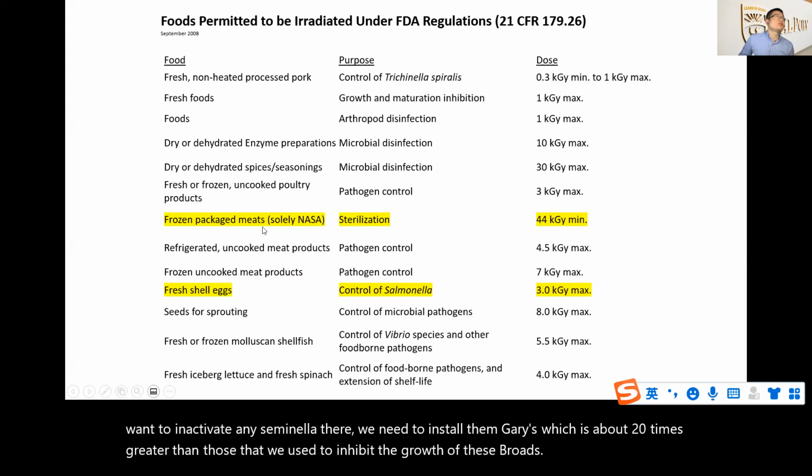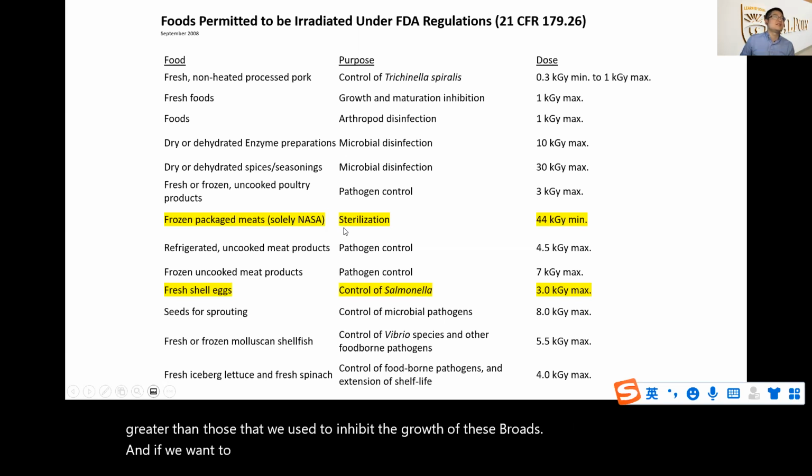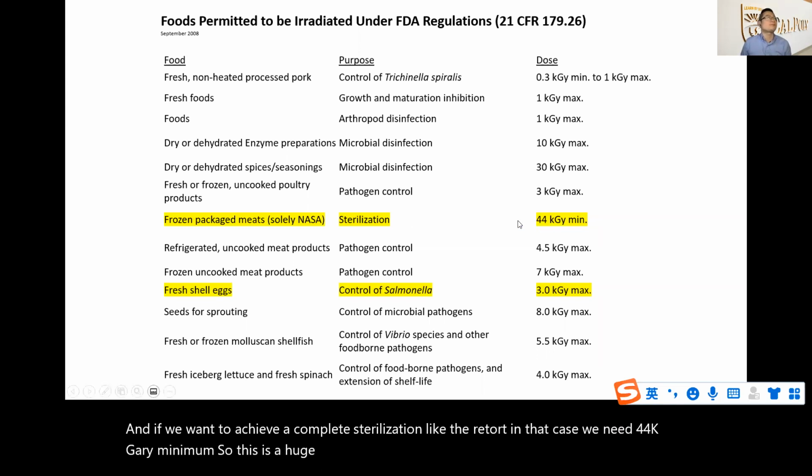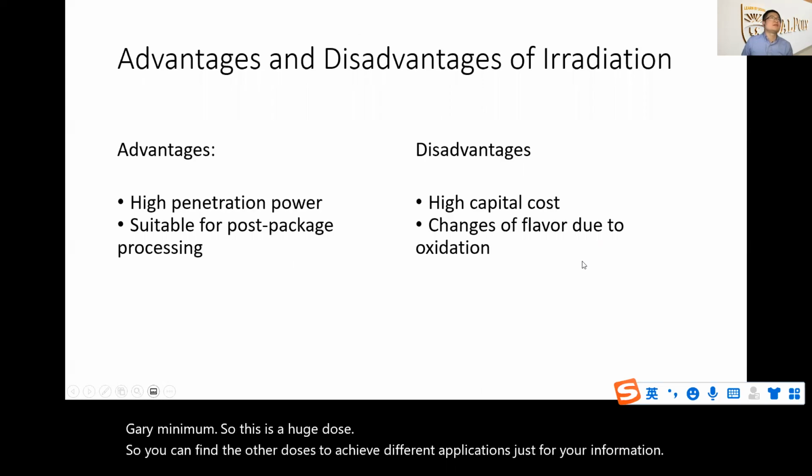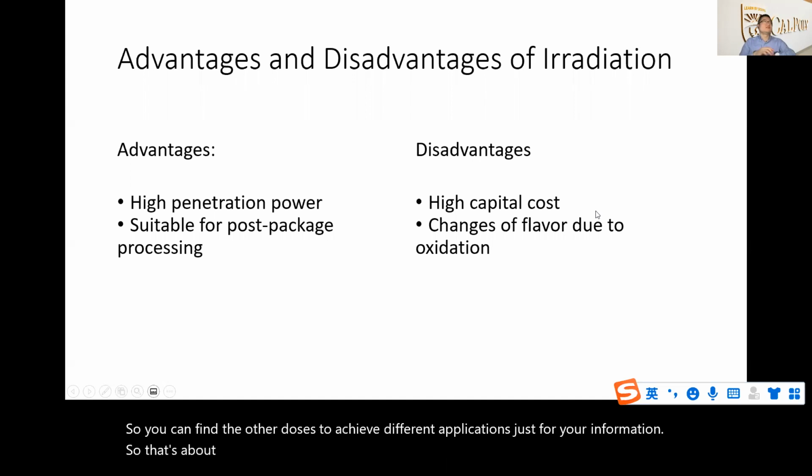And if we want to achieve a complete sterilization, like the retort, in that case, we need 44 kilogray minimum. So this is a huge dose, okay? So you can find other doses to achieve different applications, just for your information. Okay. So that's about the food irradiation.